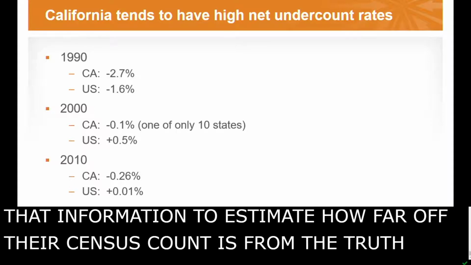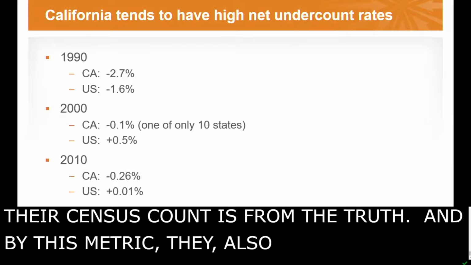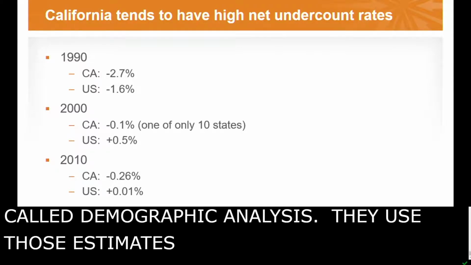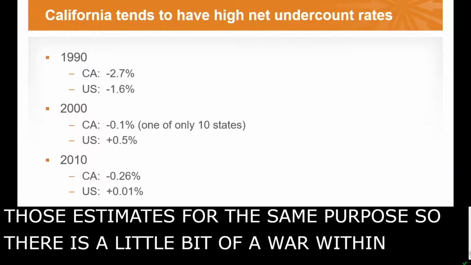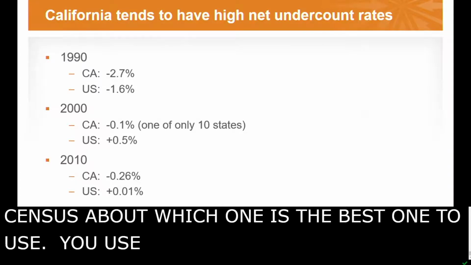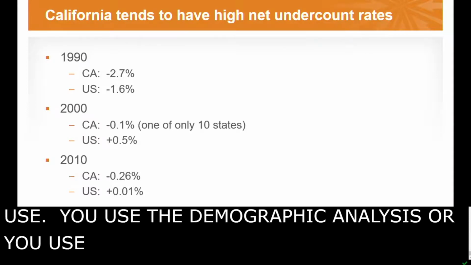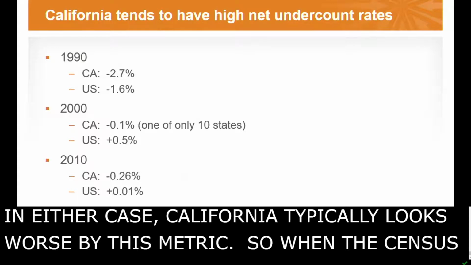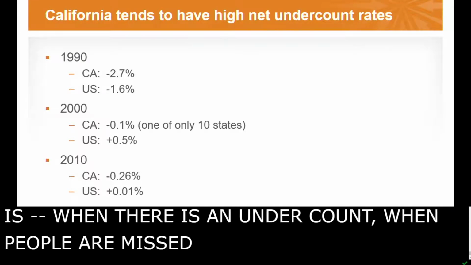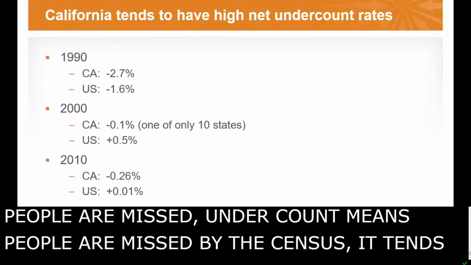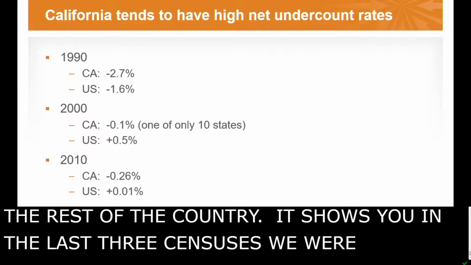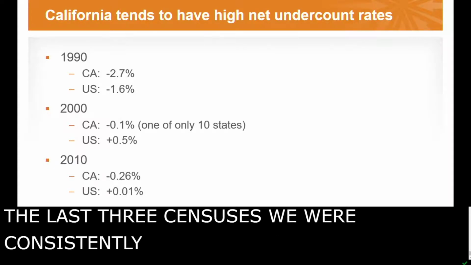They also incidentally use the estimates that they develop, which is called demographic analysis, for the same purpose. So there's a little bit of a war within the census about which one is the best one to use: the demographic analysis or the post-enumeration survey. But in either case, California typically looks worse by this metric. When there's an undercount, meaning people are missed by the census, it tends to happen more often in California than in the rest of the country. And so it just shows you in the last 3 censuses, we were consistently below the national count.